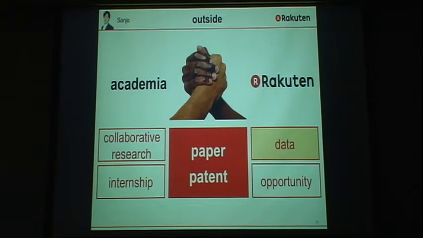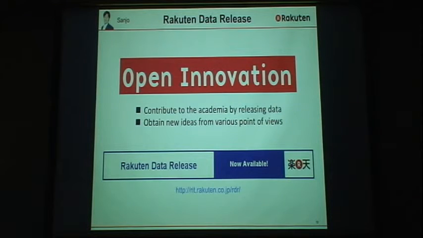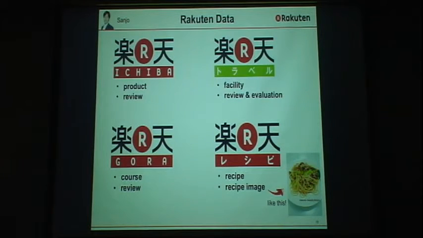Focusing on data, as Johnson already mentioned, we have this program, Rakuten Data Releases. We are happy to contribute our data to academia and create new opportunities for researchers. So if you have any interest, please check this website. This is an example of data, a ton of item data and review data, from Ichiba, travel, and so on. And not only text, but also images from recipes.